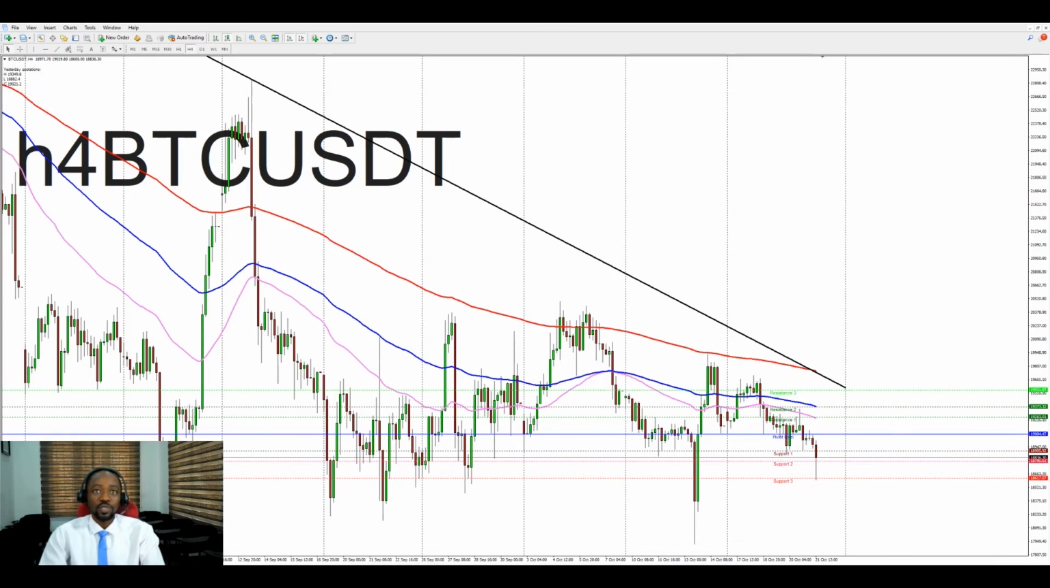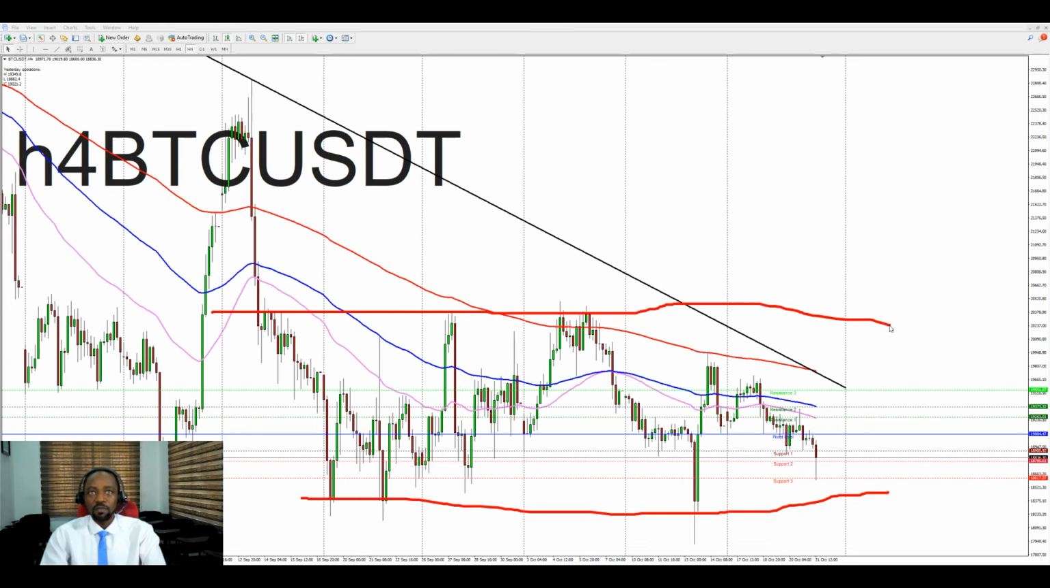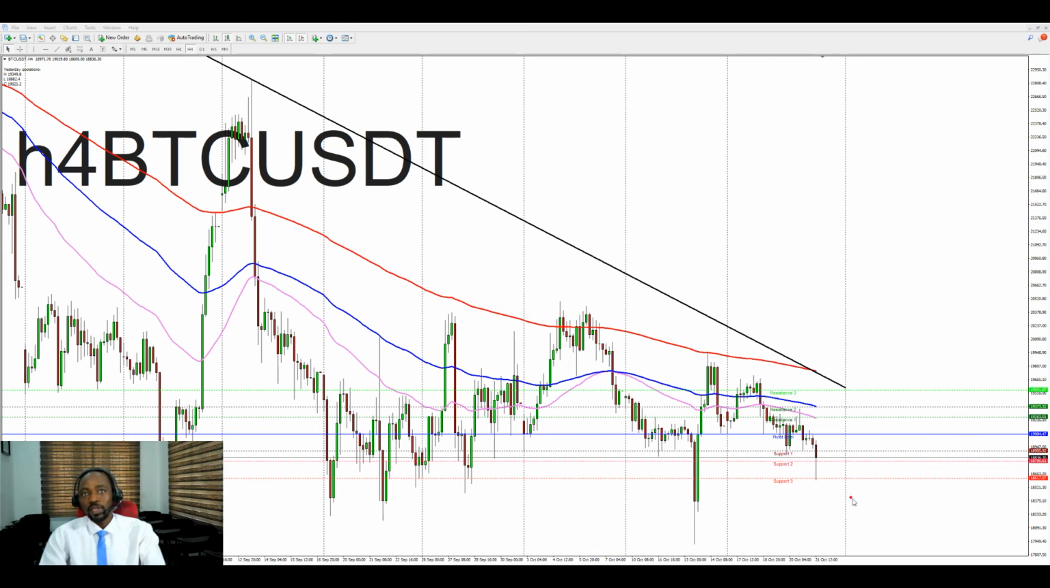Okay, let's look at Bitcoin. What's happening to Bitcoin right now? Bitcoin is overall bearish. Of course, my trend line and my moving average confirm this. But overall Bitcoin is in a range. It has been in a range for a very long time. Okay, so we've been playing support and resistance in Bitcoin lately.